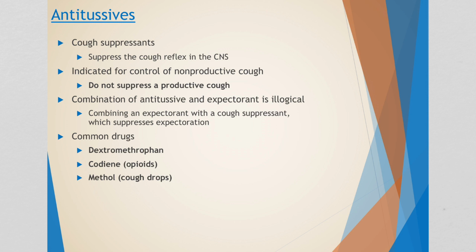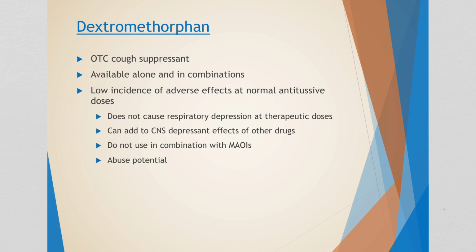And then your common antitussives: dextromethorphan, codeine, which is an opiate, and menthol, which is most often found in cough drops, for example. Dextromethorphan is an over-the-counter cough suppressant. It's found in most of the cough syrups that a patient will take. It's available alone, but most often we see it in combination with other things, most often analgesics.